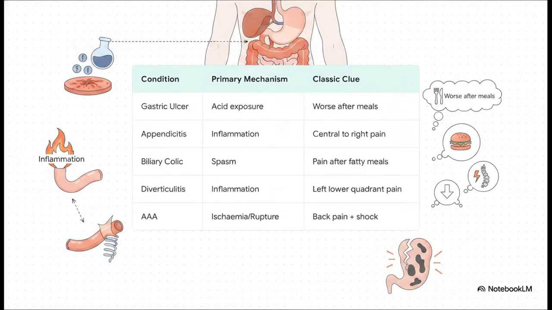To tie all these specific pathologies together, you can see that instead of rote memorization, we just need to match the primary mechanism to a classic clinical clue. For instance, if the mechanism is acid exposure and the clue is pain worse after meals, well, that's a gastric ulcer. If the mechanism is progressive inflammation shifting from the center to the lower right side, that's appendicitis. This kind of physiological matching is just vastly superior to blind memorization.